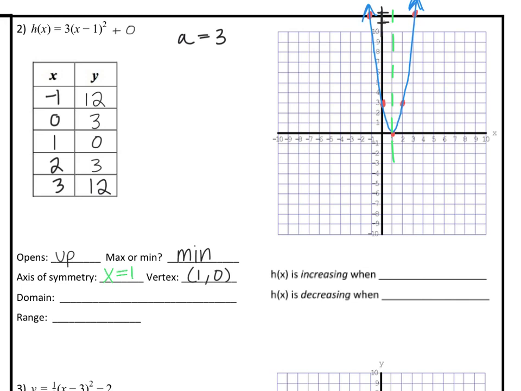Domain never stops from left to right, so all real numbers. Notice the arrows. And the range, the range is at 0 and higher. So our range is at y values greater than or equal to 0.